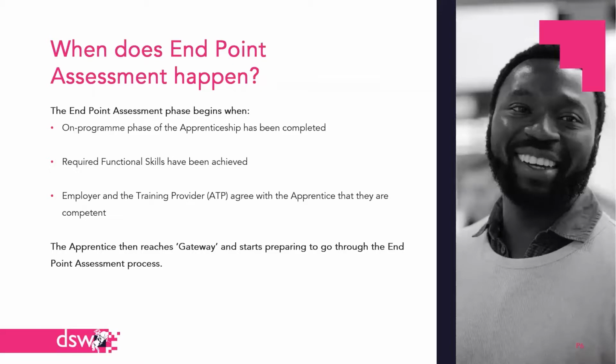So when does endpoint assessment happen? The endpoint assessment phase begins when the on-programme phase of the apprenticeship has been completed, the apprentice has achieved the required functional skills, and the employer and training provider agree with the apprentice that they're competent and ready to move on to the endpoint assessment phase. The apprentice then reaches gateway and starts preparing to go through the endpoint assessment process.